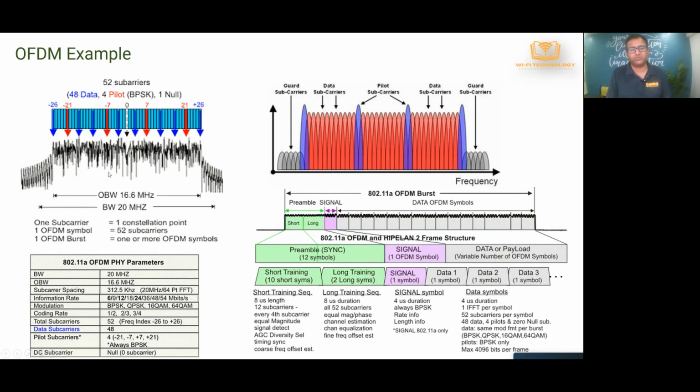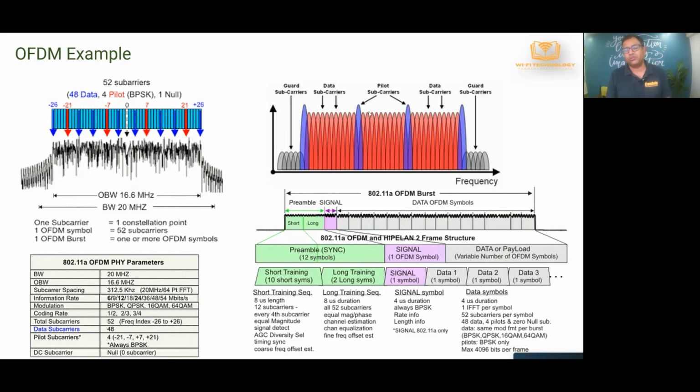When you have these 52 subcarriers, you can see in this picture, some of these subcarriers are what we call pilot subcarriers. These are used to carry metadata or information about the channel, and they're not carrying the actual data. The red ones here are the data subcarriers. The blue ones are the pilot subcarriers. The pilot subcarriers have information about the RF channel, which helps in improving the reliability of the communication. They're not actually carrying any data.